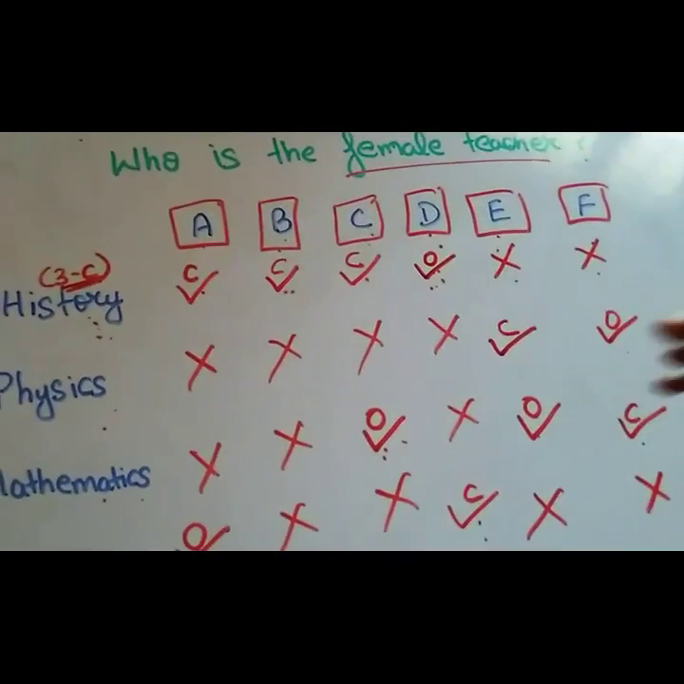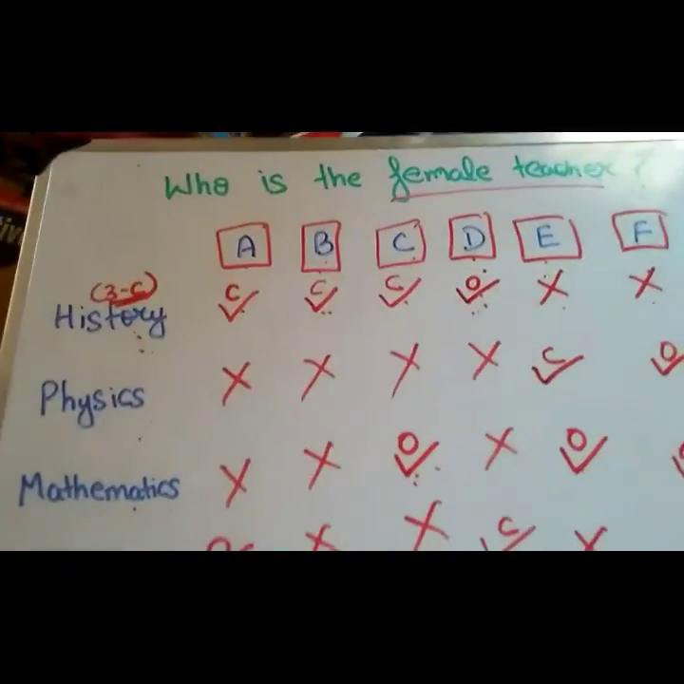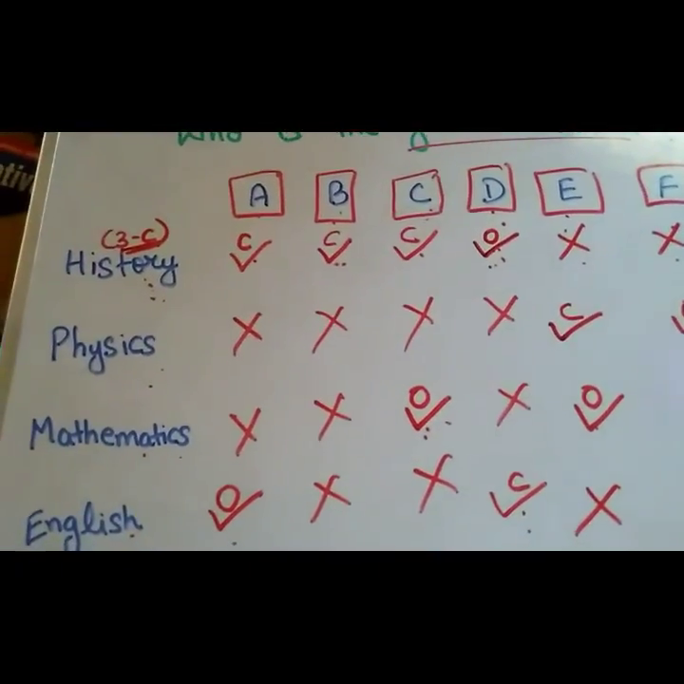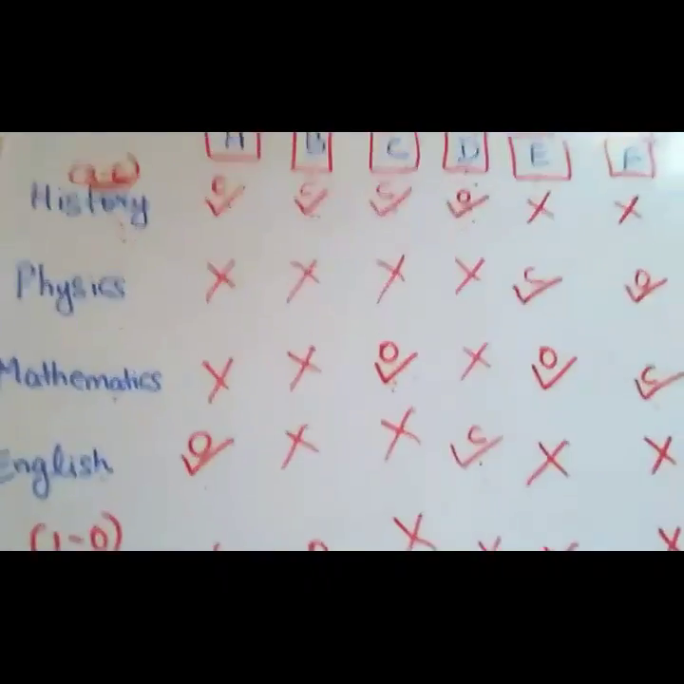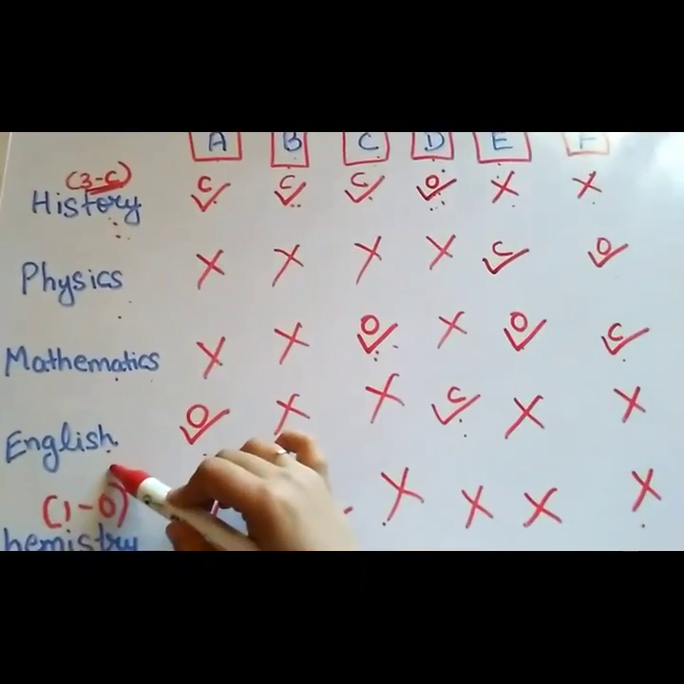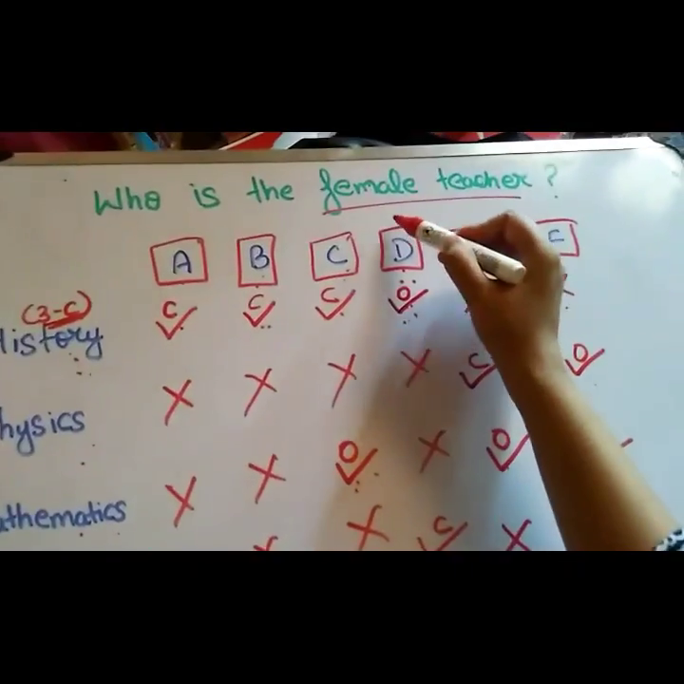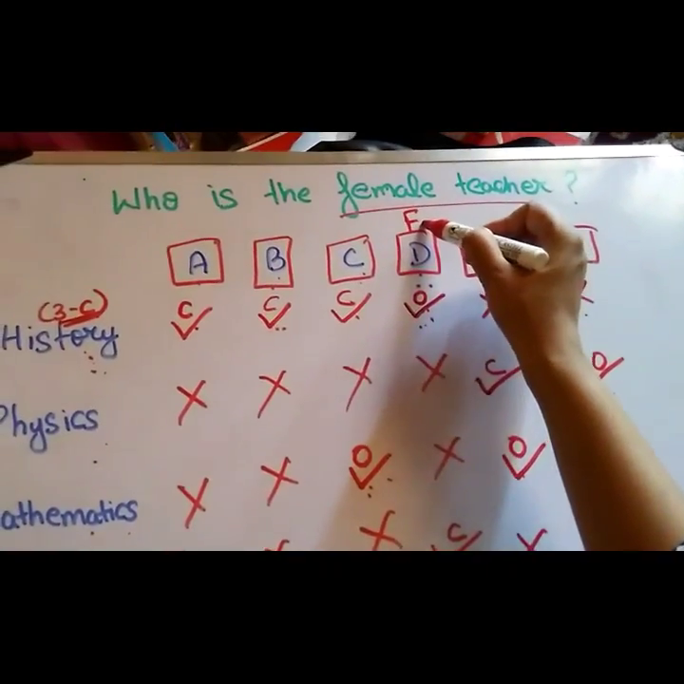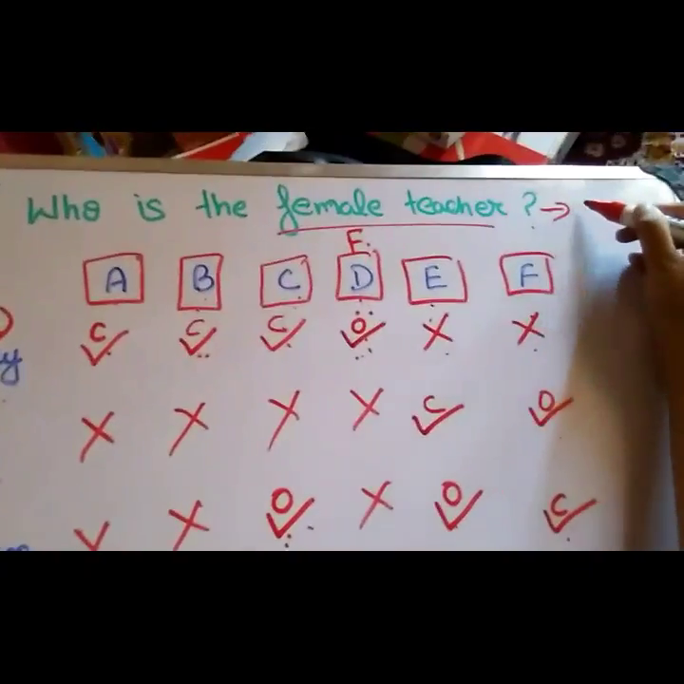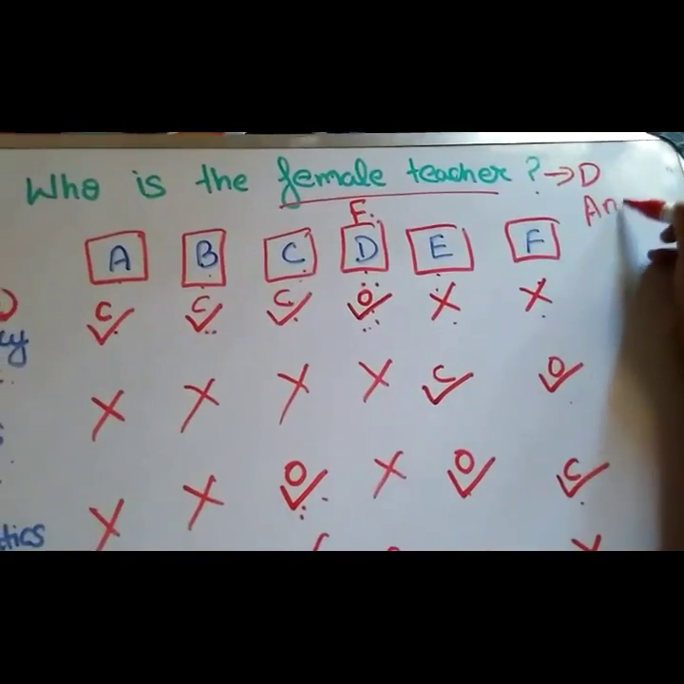Now the last statement is that the only female teacher has English as her compulsory subject. So who has English as a compulsory subject? D. So D is the female teacher. So the answer is D.